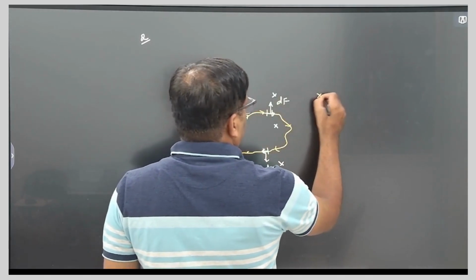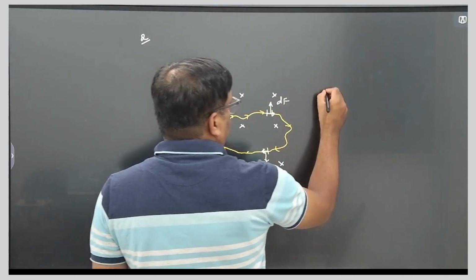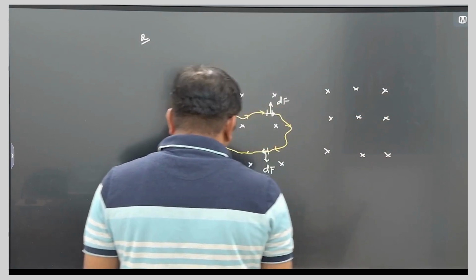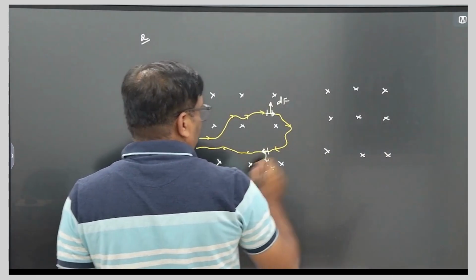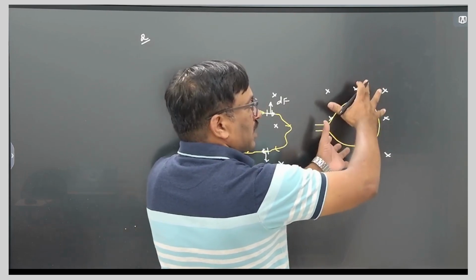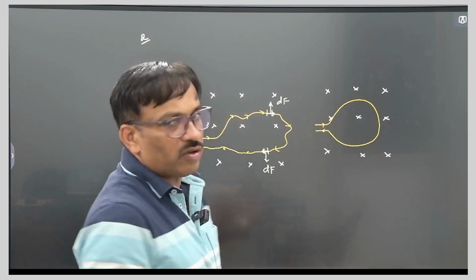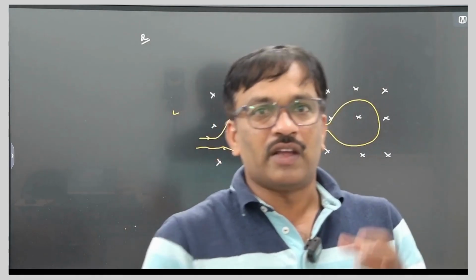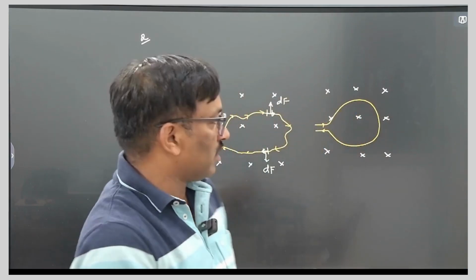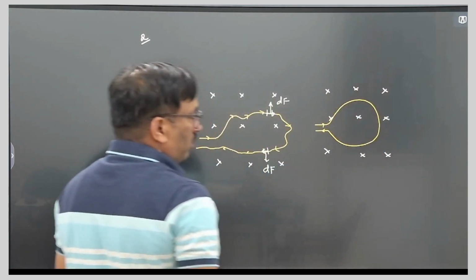Therefore this coil will try to expand uniformly in all directions. Finally it will become a circular ring, and then it will stop, because that is the maximum it can expand. So when a non-uniformly current carrying coil, in a zigzag way, is kept in a magnetic field, finally it will become a circle, a circular ring, and it will stop, because it cannot expand further.